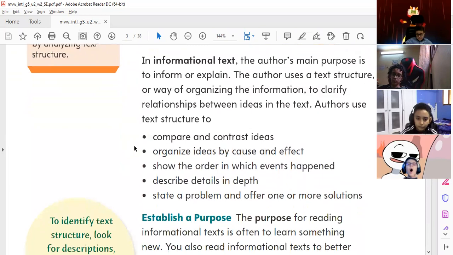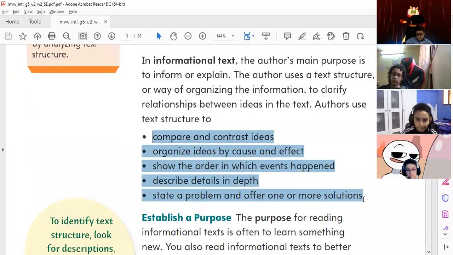Can you please read them again? Compare and contrast ideas. Organize ideas by cause and effect. Show the order in which events happened. Describe details in depth. State a problem and offer one or more solutions.